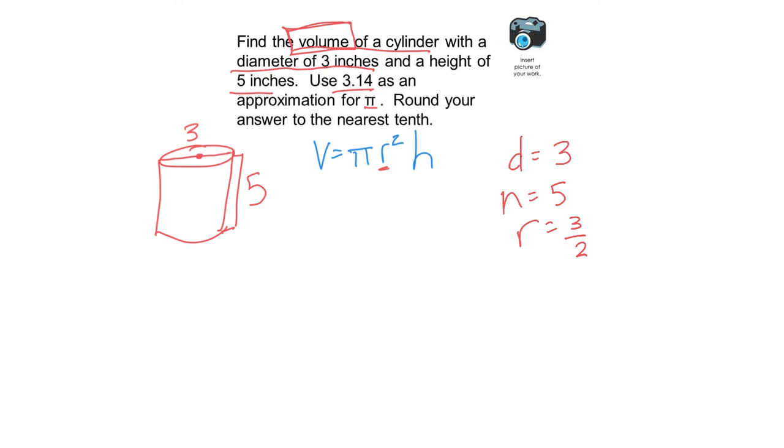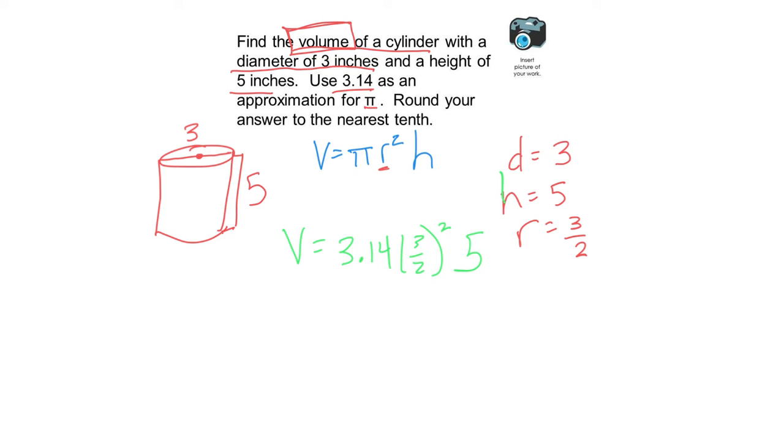We need to find volume, so I know I'm going to always keep my V. I was told to use 3.14 for pi. My radius is 3 halves, and I'm going to square that. So I'm going to put 3 halves in parentheses, and I'm going to put the exponent of 2 outside the parentheses, times height, which is 5. Whoops. I was more worried about my H looking like an N than I was about putting a 5 down.